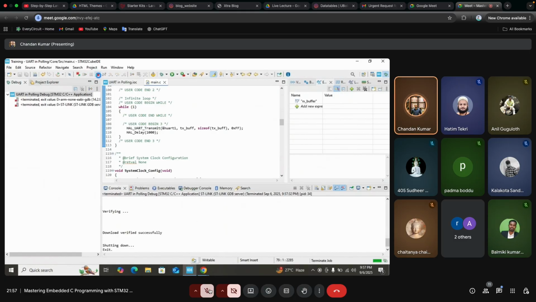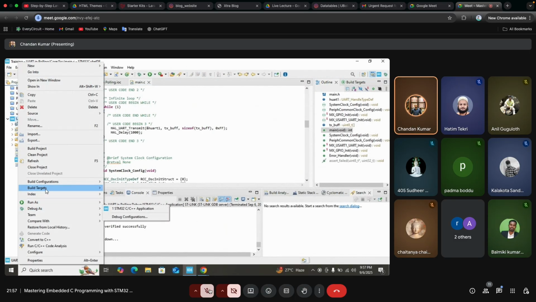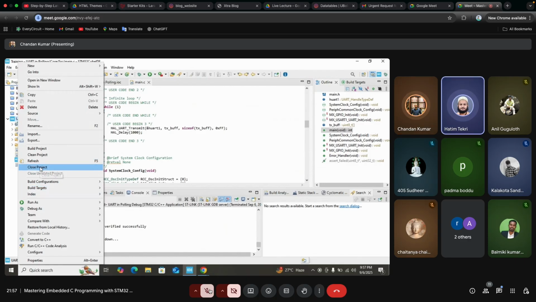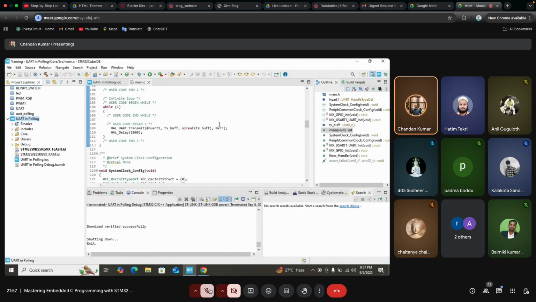Now I'll just delete this. But Chandan, can you tell me, in this case, we are seeing the value in console. But how to set the value in RX buffer? Sorry, in RX buffer, just transmit. So for that, just copy paste this code.